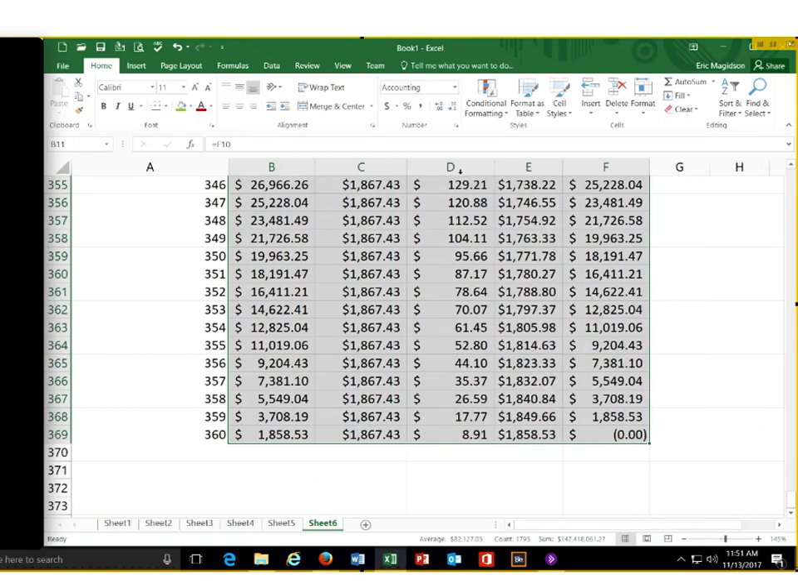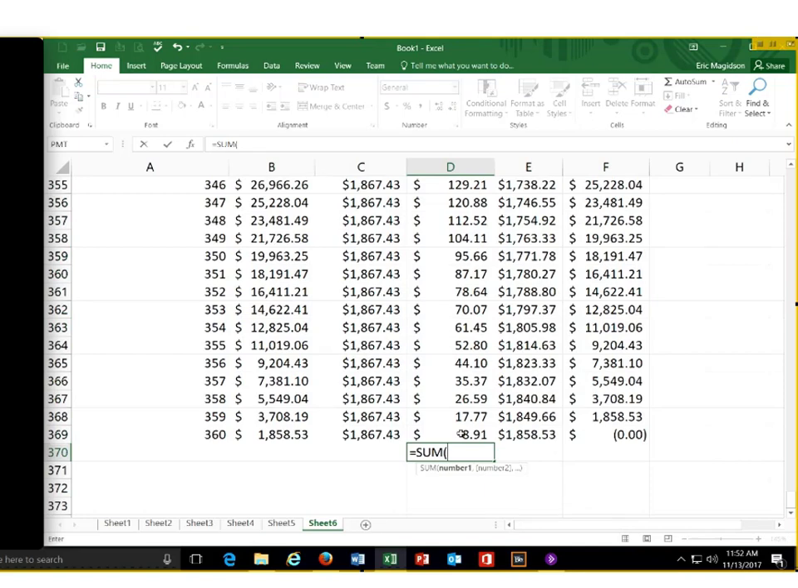If we then came down here, this was our interest column, right? So if I take this and say equals the sum, give me the total sum of this column here.